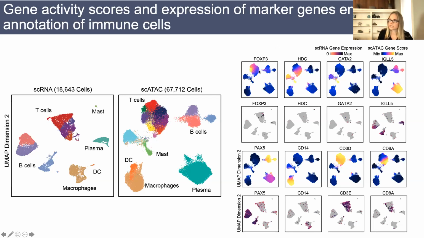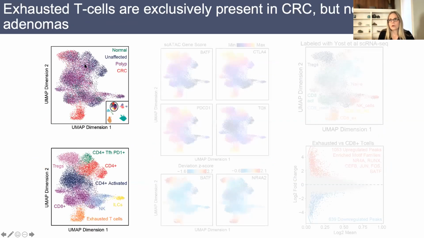These include markers such as FOXP3 and GATA2. Now, what was intriguing to us is that as we zoomed in and looked particularly at the carcinomas, we noticed that there was a cluster of T cells that was uniquely present, we believe, in the colorectal cancers. And in fact, this population was supported by multiple lines of evidence.